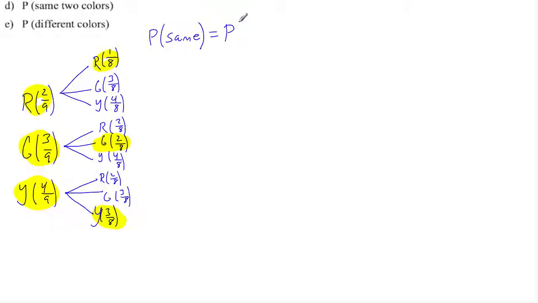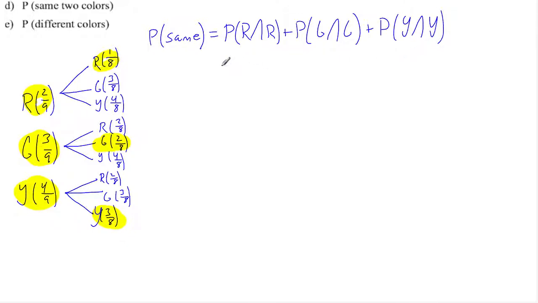that's going to equal the probability of red and red plus the probability of green and green plus the probability of yellow and yellow. Well, the probability of red and red, that's going to be 2/9 times 1/8 plus the probability of green and green, which is 3/9 times 2/8 plus the probability of yellow and yellow, which would be 4/9 times 3/8.